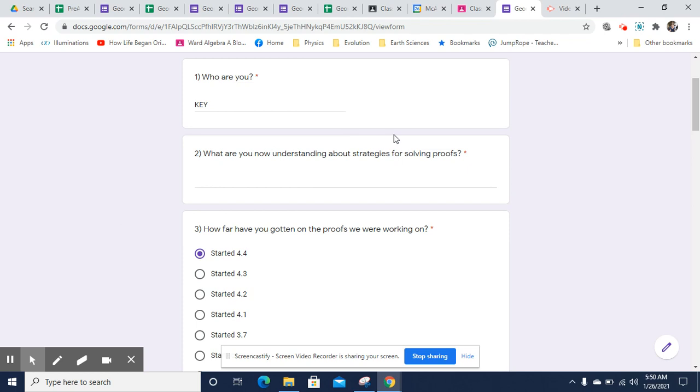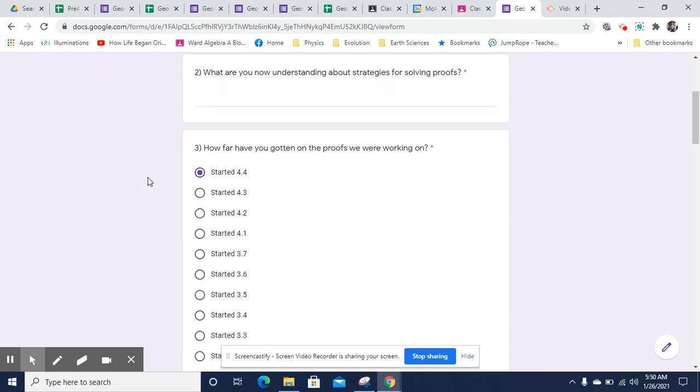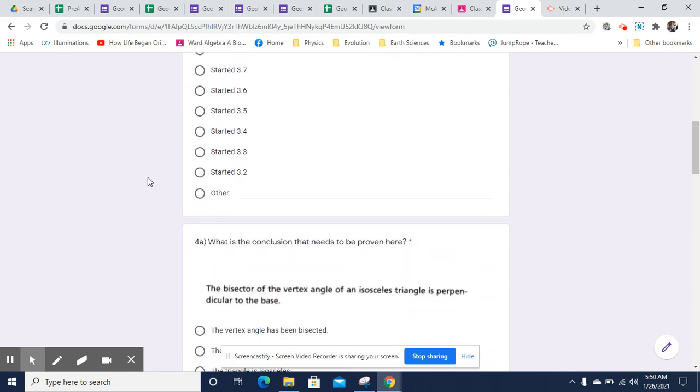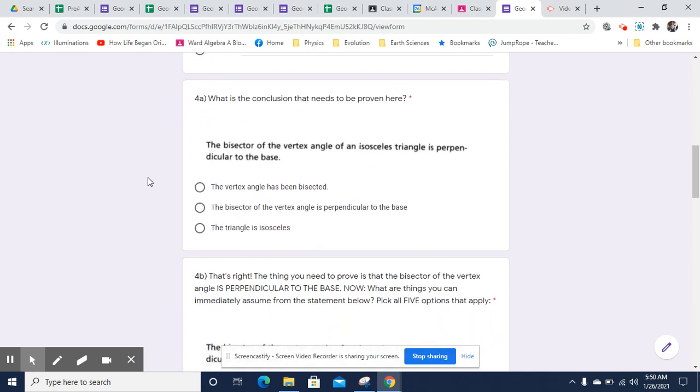Okay, so please let me know what you're understanding now about strategies for solving proofs. Hopefully you are in chapter 4 by now. If you're not, please do some homework to get there.